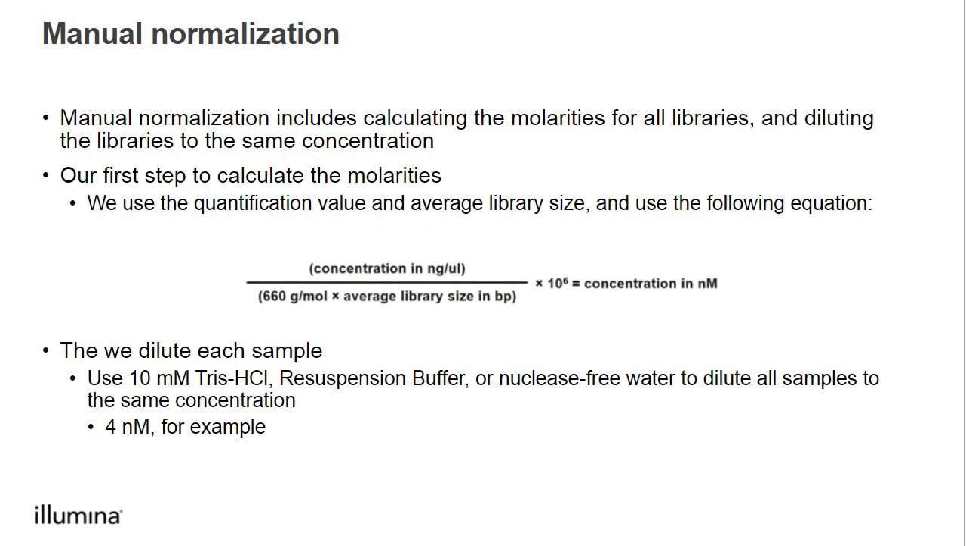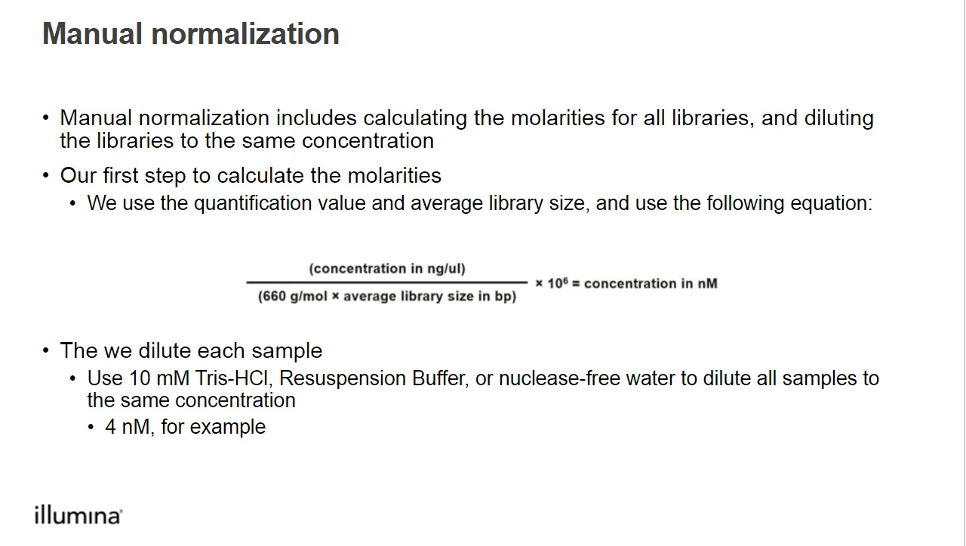In manual normalization, we can calculate the molarities for all of our samples and dilute the samples to the same concentration. So first, we calculate the molarities using the concentrations in nanograms per microliter and the average library sizes determined during library QC using the equation on the slide here. After all the molarities have been calculated, we can make the dilutions of each library, bringing them all to the same concentration. We can use 10 millimolar tris buffer, resuspension buffer from Illumina kits, which is also called RSB, or even just nuclease-free water for these dilutions.